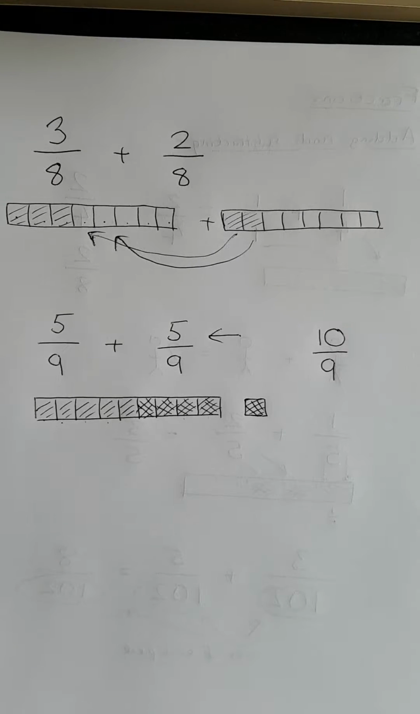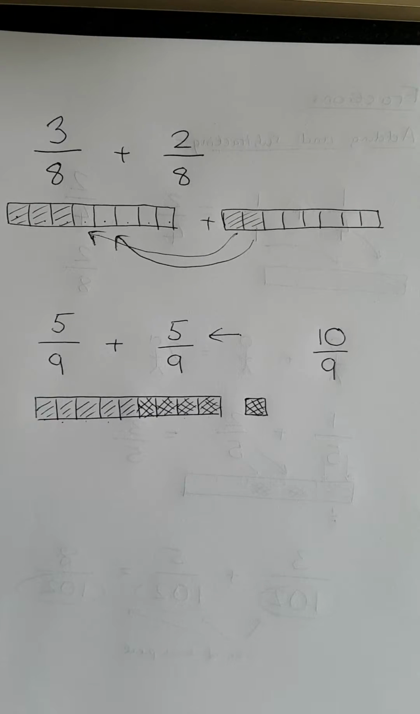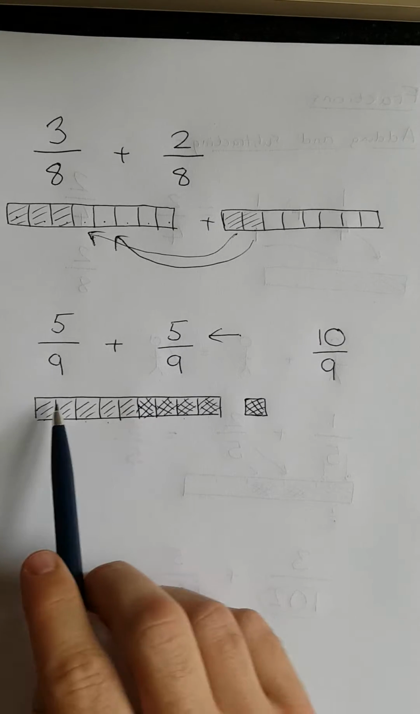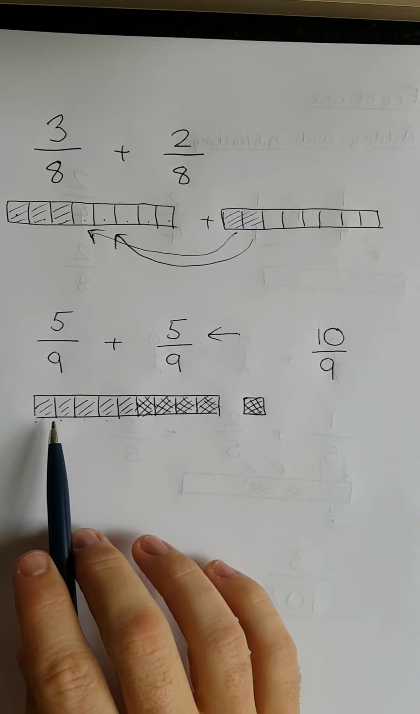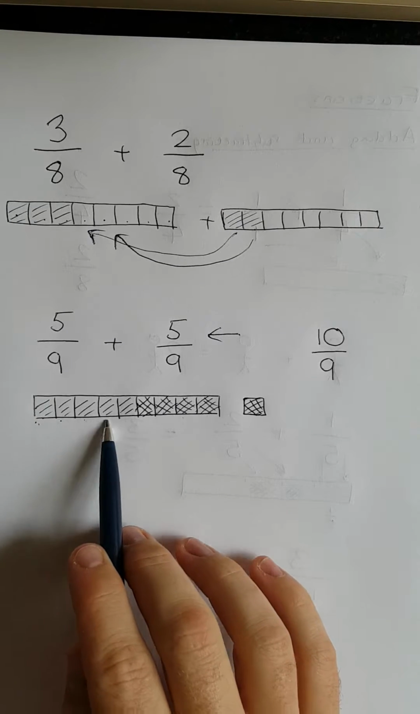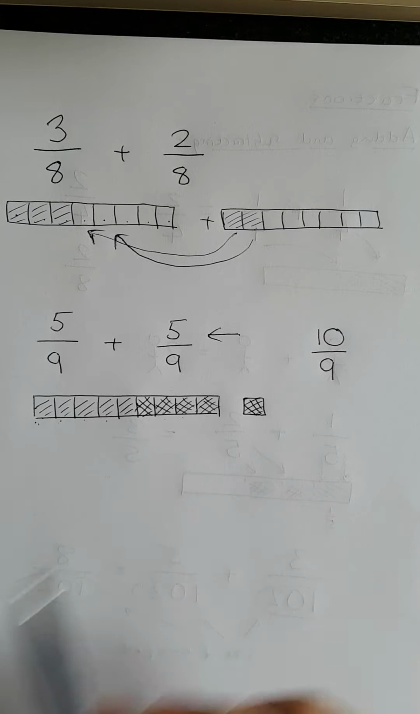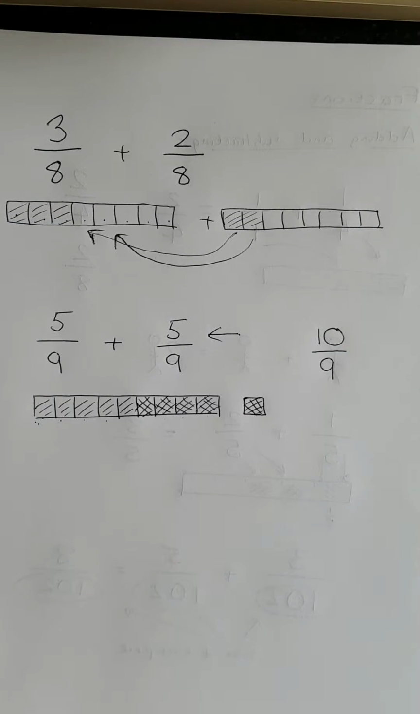It seems a very strange fraction though, because so far the numerator has always been smaller than the denominator, and we have always had space left in our whole one. But you can see here 1, 2, 3, 4, 5, 6, 7, 8, 9, 10 pieces. That is correct.